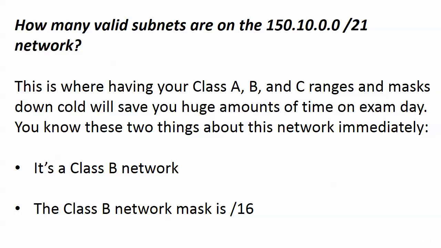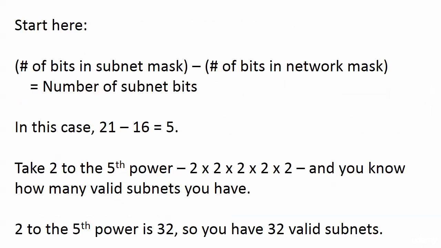Because you can look at that and say, okay, I know two things about that immediately. First off, I know it's a class B network. Second, I know the class B network mask is /16. So what am I going to do with that information? Well, if you take the number of bits in the subnet mask and subtract the number of bits in the network mask, you have the number of subnet bits. You don't have to write anything out.